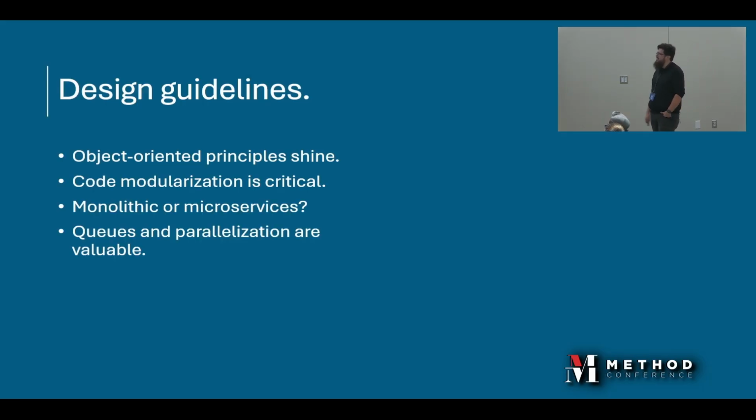So here are some design guidelines that we figured out, and you guys will probably resonate with. Object-oriented, right? If we just have a chat thing, sending chat messages is really reusable. Object-oriented shines. Code modularization is critical. I'll talk about it on the next slide, but the big reason is so you can organize your code, obviously.